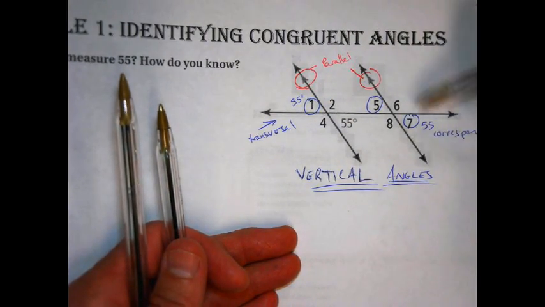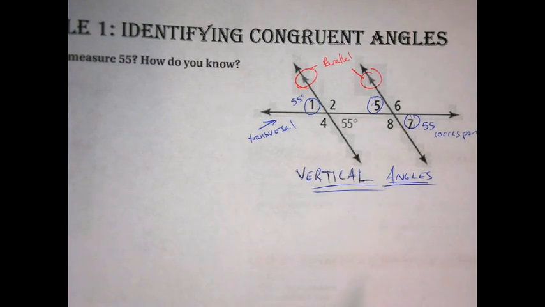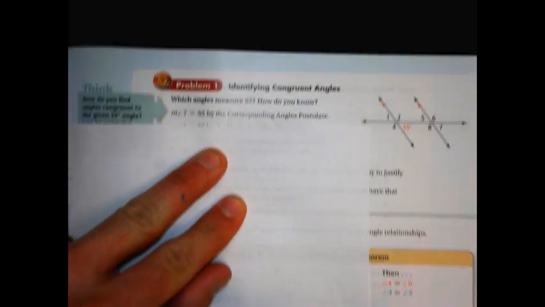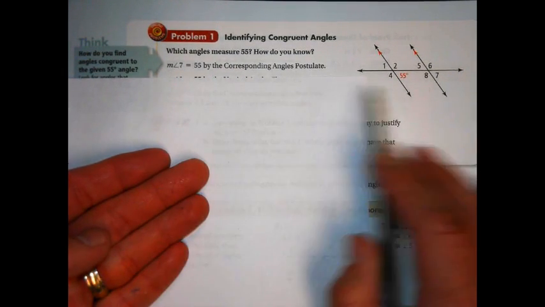So how does that look in the textbook? Just so you know, this is how we read what's happening in the textbook. We have our little diagram, the same diagram, but then it goes over the definitions. So the measure of angle 7 is 55. That's what it means: the measure of angle 7 is 55 because of the corresponding angles.